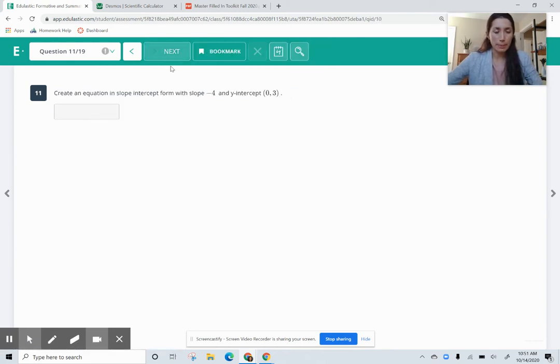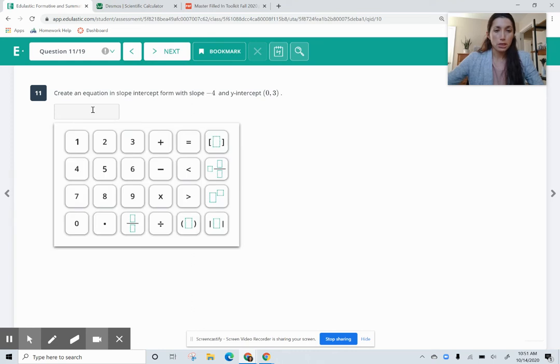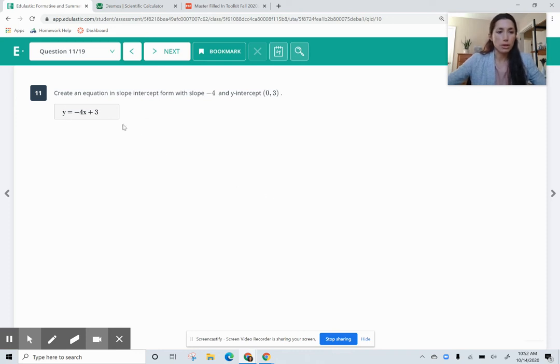Next question. Create an equation. We have a slope of negative 4. Okay, so that's the m, and our y-intercept is 0, 3. So y equals mx plus b. So we would say y equals negative 4x plus 3. So we can write it like that. That's fine. And then this is not going to be an x. This is actually multiplication. I noticed some people put that in as a multiplication, and they use that as a variable. So we've got here y equals negative 4x plus 3. Great.